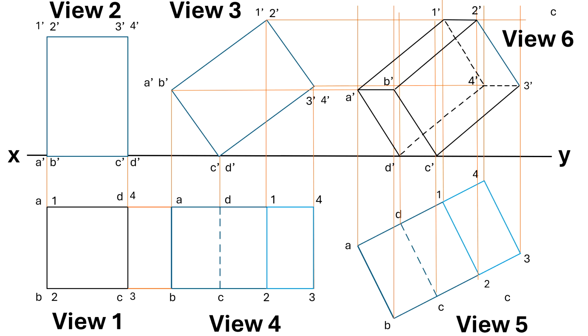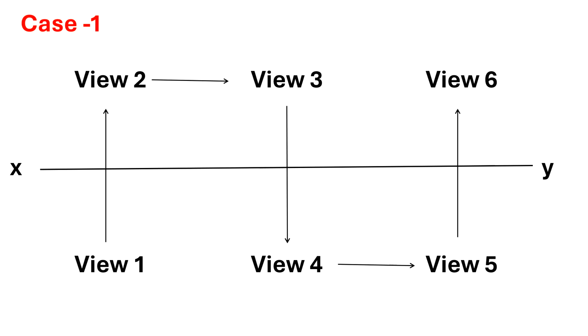So there are two types of cases in these projections of solids when they are inclined to both the planes. Case 1 is you start with view 1 in the top view, so that view 2 will be in the front view, and view 3 is also in the front view, because this is the view we are rotating. View 4 we will get by projection from view 3 and view 1, and we rotate view 4 to get view 5, and finally we will get view 6 above the xy line. So you started below the xy line, and the final view you get is above the xy line.